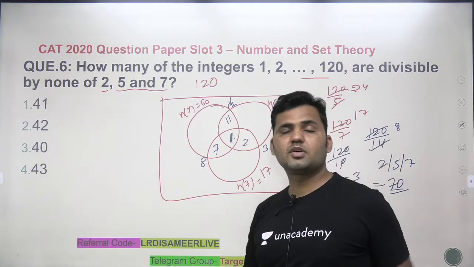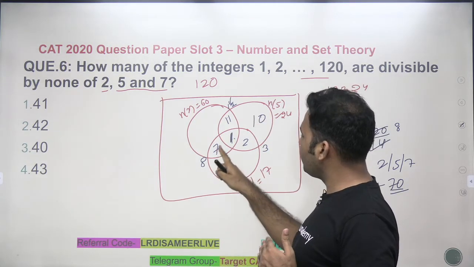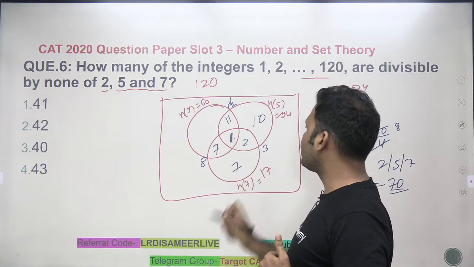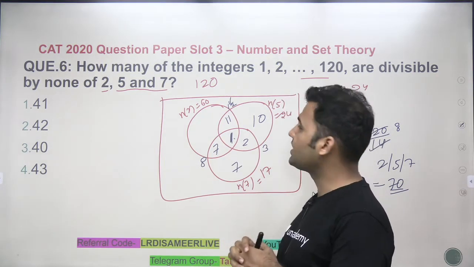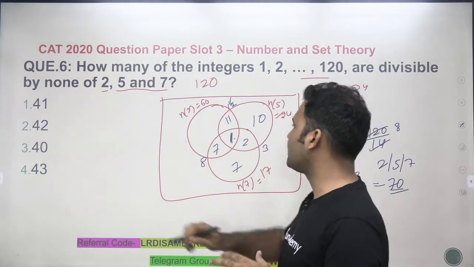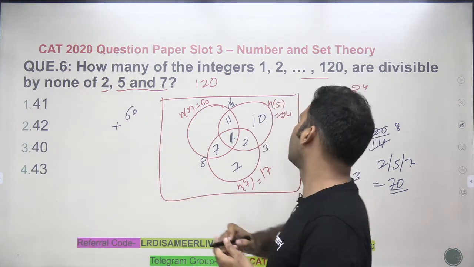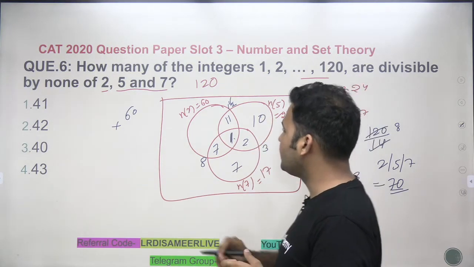11 plus 1 plus 2 is 14. This value will be 10. 17. 7 plus 1, 8 plus 2, 10. So this value will be 7. So now you see that if I look at the union of the set, that means all the numbers which are divisible by 2, 5 or 7, this whole circle is of 60 plus 10, 2 and 7. 10 and 2, 12 plus 7, 19.